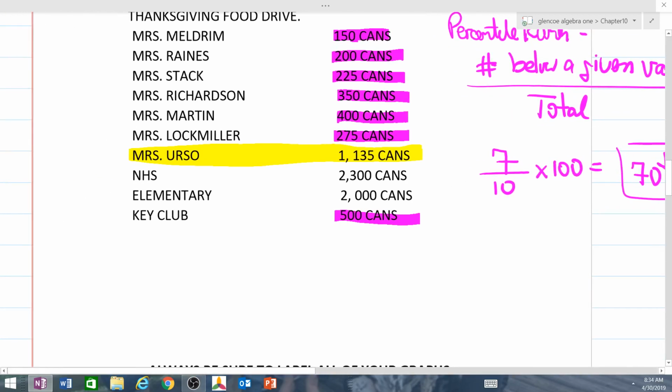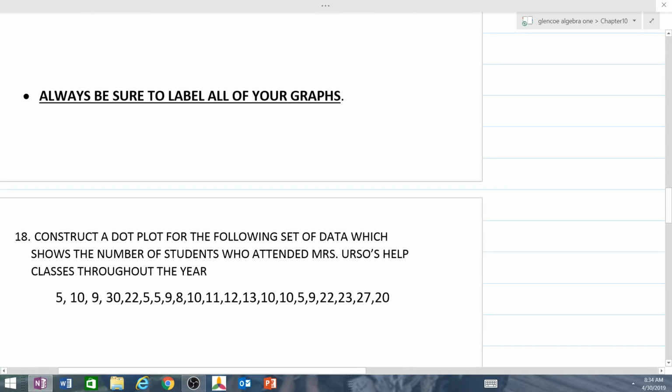Okay, our next problem is, and I've given you a little asterisk there, so I guess that's important. Always be sure to label all of your graphs. I don't care if it's a dot plot. Listen carefully. On the test, my test generator uses the word line plot. A line plot and a dot plot are the same thing. I told you that when I taught you. A line plot equals a dot plot.